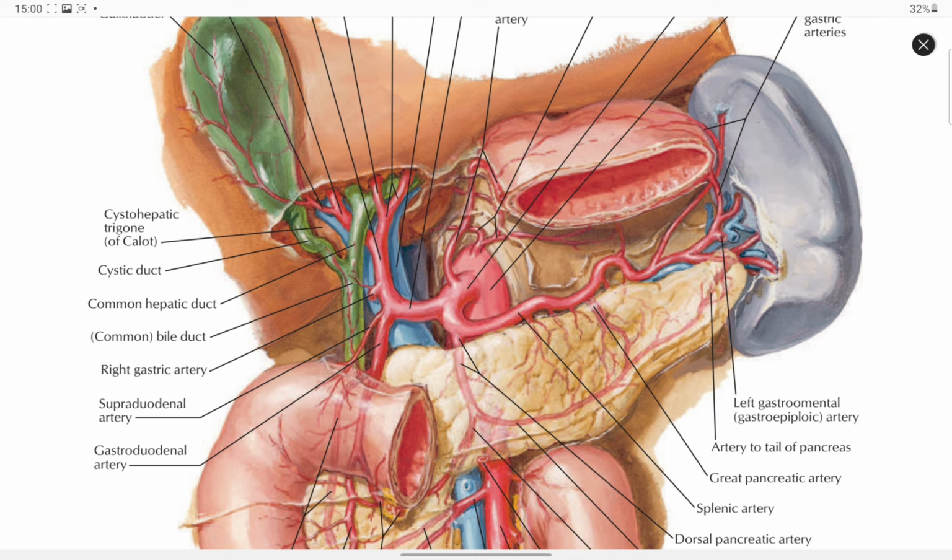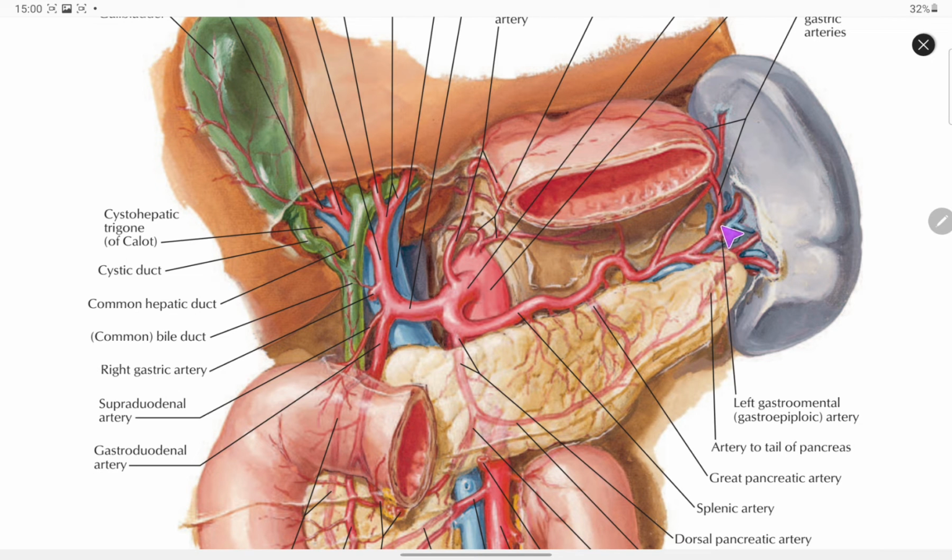Now coming on to the arterial supply. The spleen is supplied by the splenic artery. This is the splenic artery. It is the largest branch of the celiac trunk. This is the celiac trunk, and it is the largest branch of the celiac trunk. It passes through the lienorenal ligament to reach the hilum, where it divides into 5 or more branches.